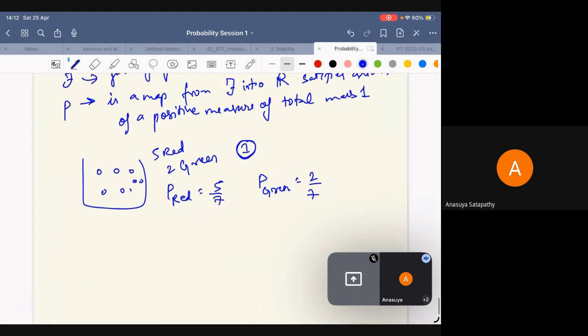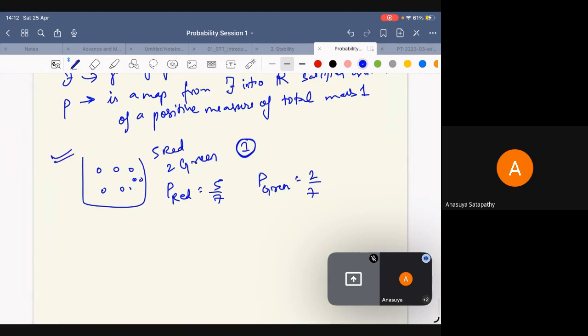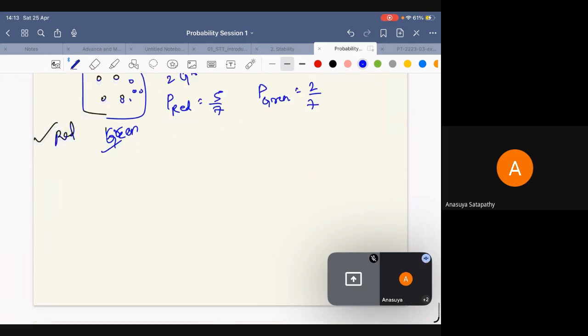Okay, so what is the sample space? Sample space means all possible events that can occur in an experiment, all possible outcomes of an experiment. Imagine this is our experiment. What are the total possible outcomes? We have only two possible outcomes. Either we get a red ball or we get a green ball. So what will be the sample space? All total possible outcomes is the sample space.